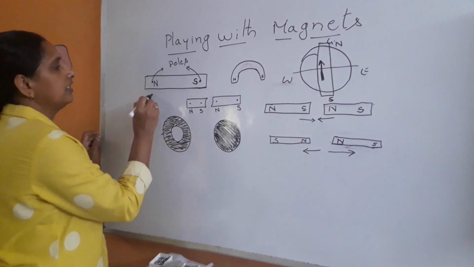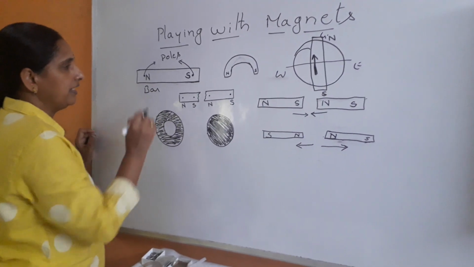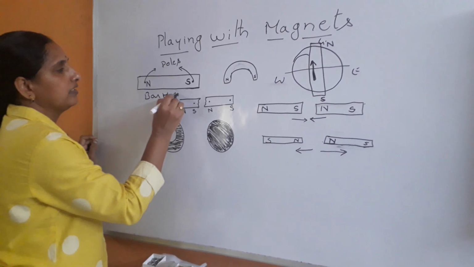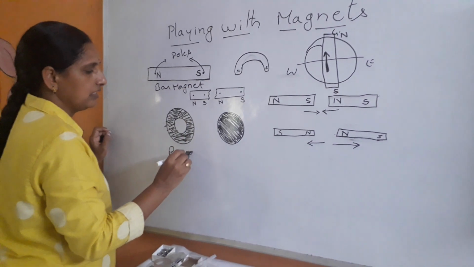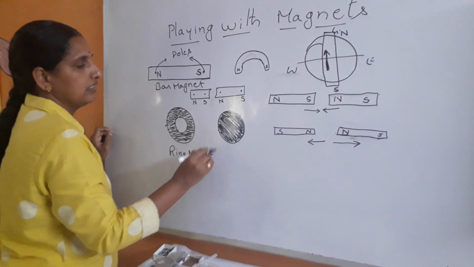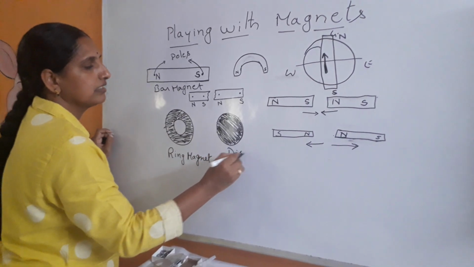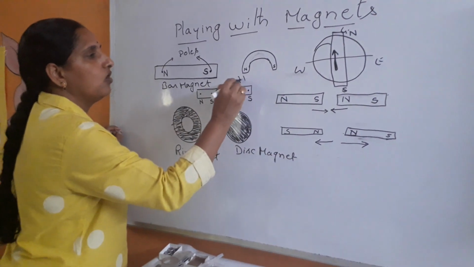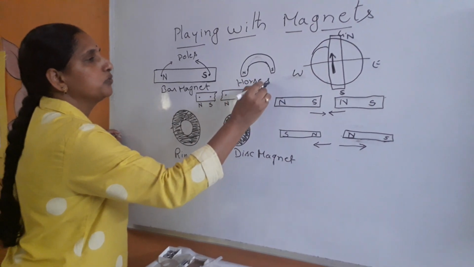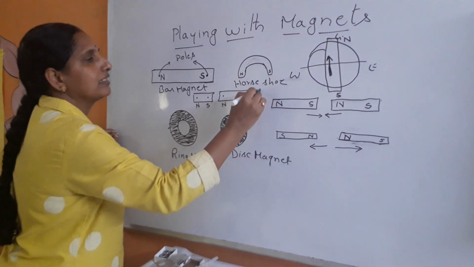If you want, I'll write the names. Bar magnet, okay, this is ring magnet, this is disc magnet, this is horseshoe magnet.